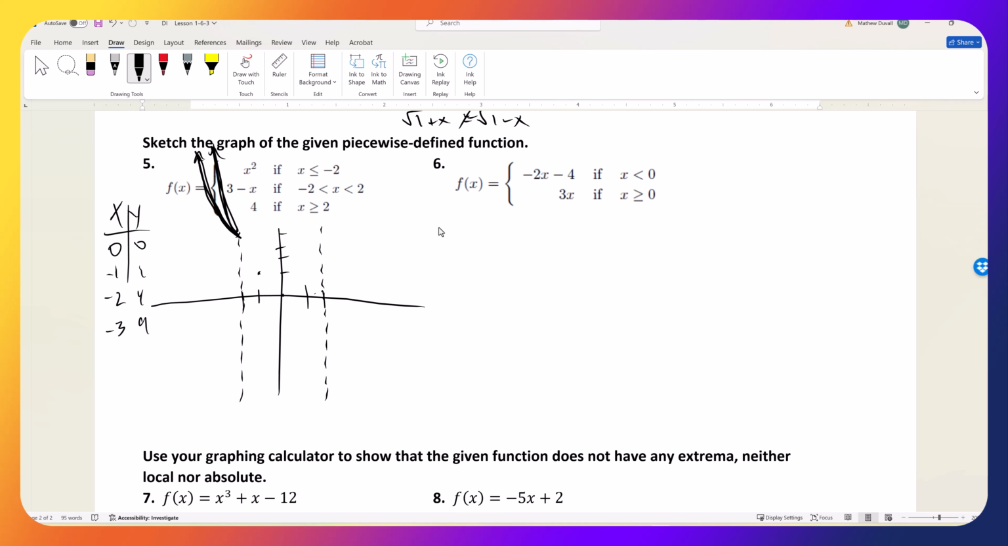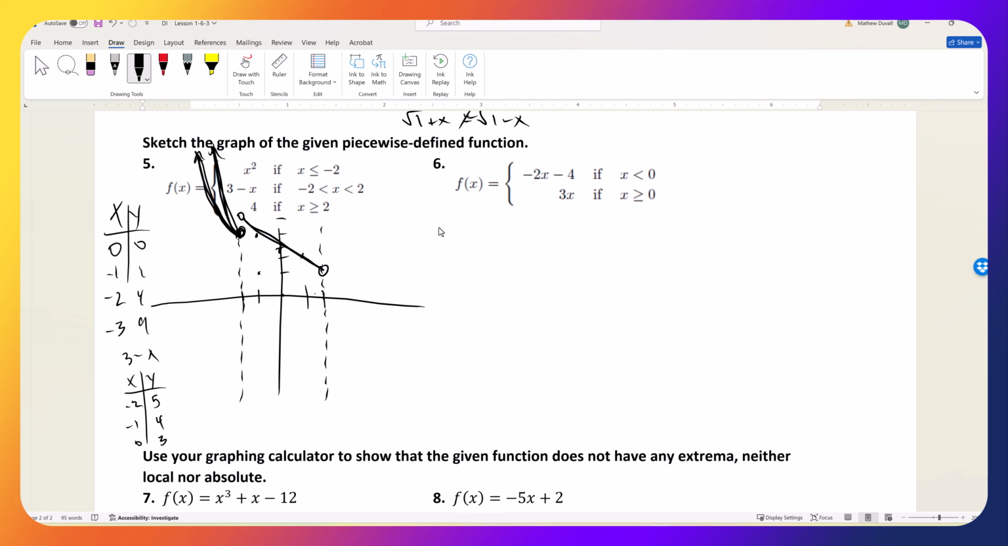And then 3 minus x. So if I do 3 minus x, if I plugged in -2, 3 minus -2 is 5. If I plugged in -1, 3 minus -1 is 4. If I plugged in 0, you get 3. I think that's the pattern. So it's going to start at 5, open circle. Then it goes to 4, then it goes to 3, then it goes to 1. Then we have an open circle there.